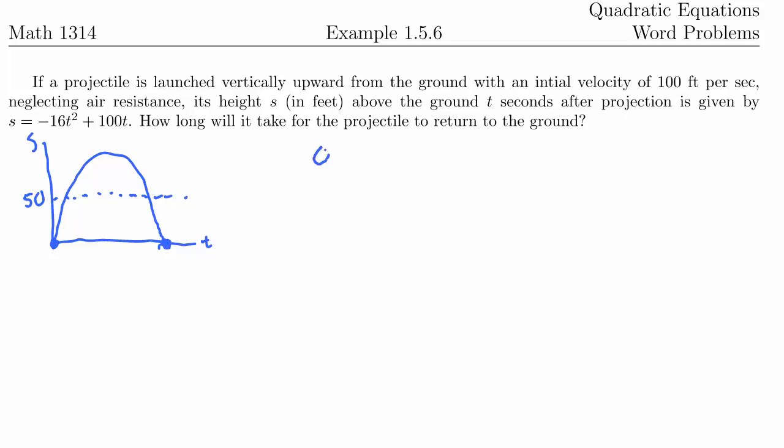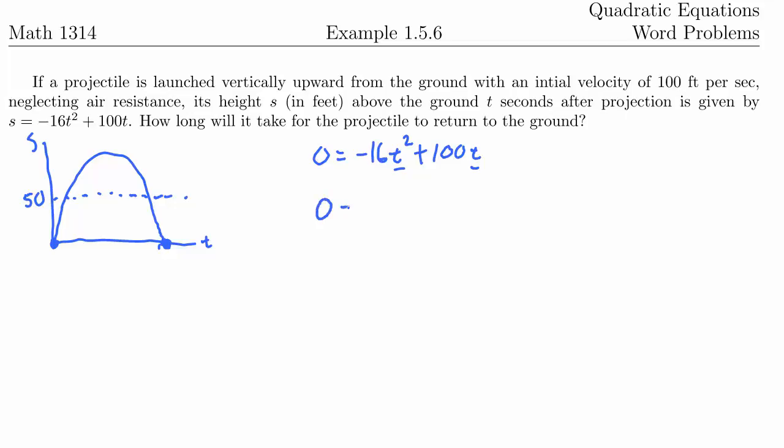That means 0 is equal to negative 16t squared plus 100t. I need to solve this equation. Now I could add 16t squared, subtract 100t, and use the quadratic formula. However, I'm not going to do that. The reason I'm not going to do that is because notice there's a common factor of t in these two.